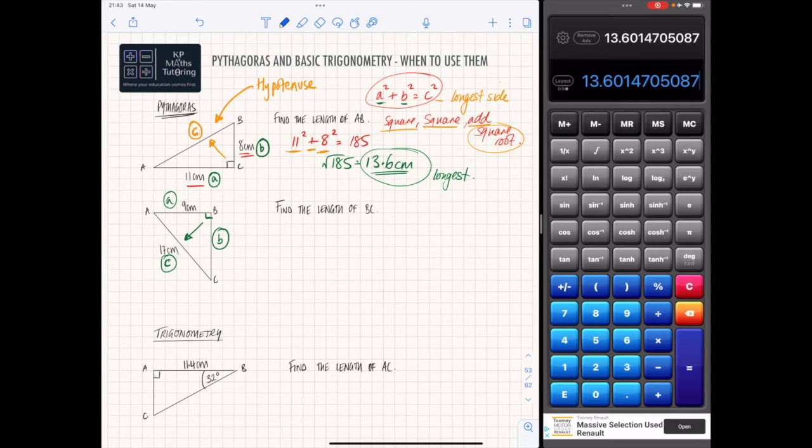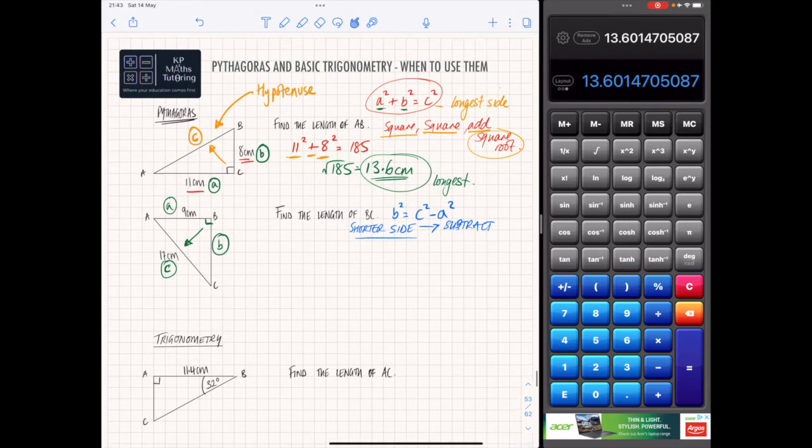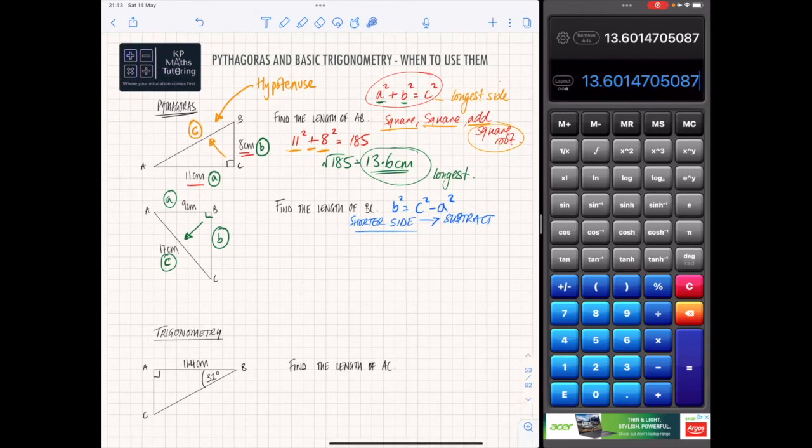I'm going to say that B squared is equal to C squared minus a squared. Okay. Now the way you can remember this is because that is no longer a longer side. I'm not being asked to find the slope. I'm not being asked to find the longest side of the triangle. So this is now technically one of the shorter sides. Okay. And the way you can remember this is that if you are asked to find a shorter side, you subtract.